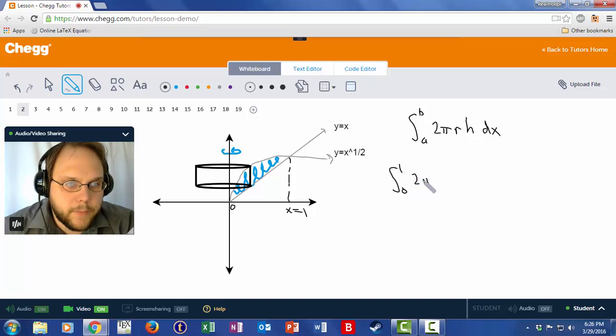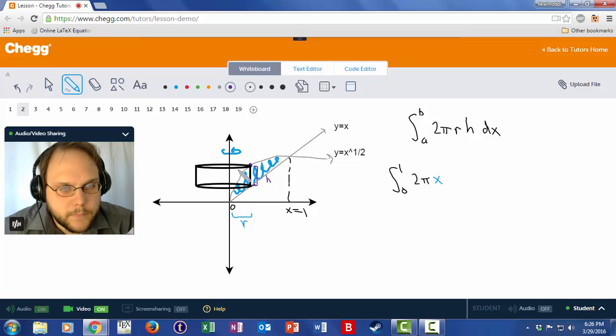We have 2 and pi. And what's r? Well, r is right here. So r is the x-coordinate. It's measuring how far away we are from the y-axis that we're rotating around. So that's r. But what about h? h is right here. h is the difference between this height on the square root function and this height on y equals x.